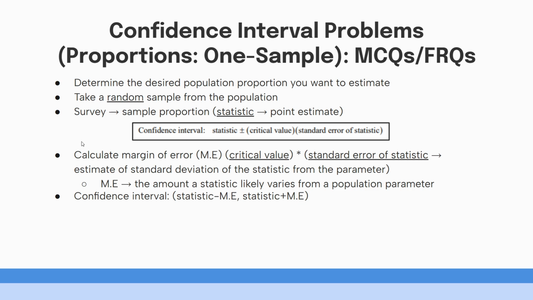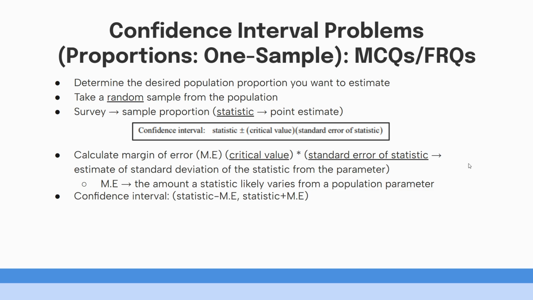Like I said, you calculate the margin of error by multiplying the critical value and the standard error of the statistic. The standard error is essentially the estimate of the standard deviation of the statistic from the parameter, so how much the statistic varies from the parameter on average, which is the standard definition of standard deviation. The margin of error is simply the amount a statistic is likely to vary from our population parameter, which is the true proportion of the population that has the characteristic we're trying to determine. And the confidence interval is our sample statistic minus the margin of error and also plus the margin of error.